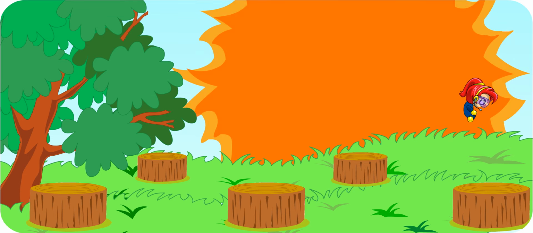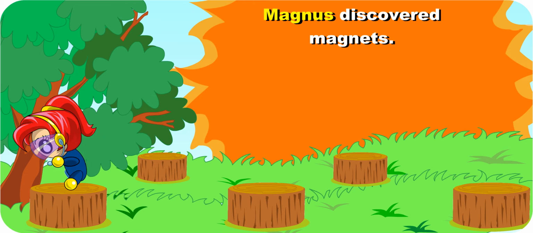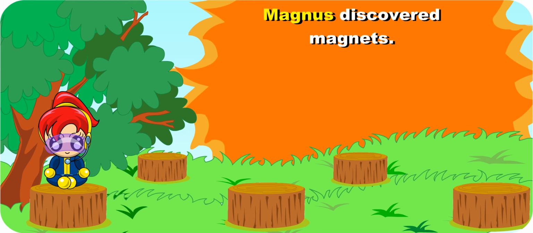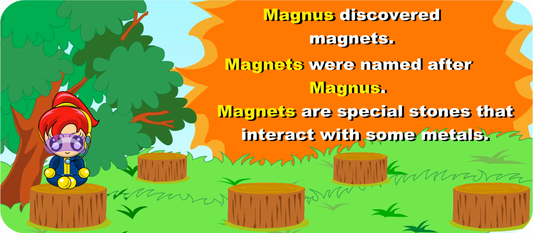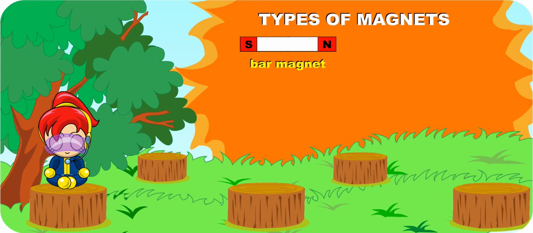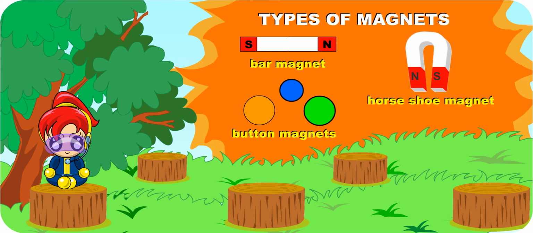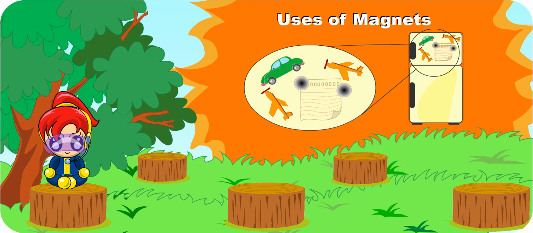Long ago, a Greek named Magnus discovered a black stone that could pull metals to it. This stone was named magnets after Magnus himself. Scientists now know that magnets are special stones that interact with some metals. Natural magnets are called lodestones. Some magnets are made of iron and steel. Sometimes they are painted to make them look attractive. Some of them look so beautiful, they have become collectibles.